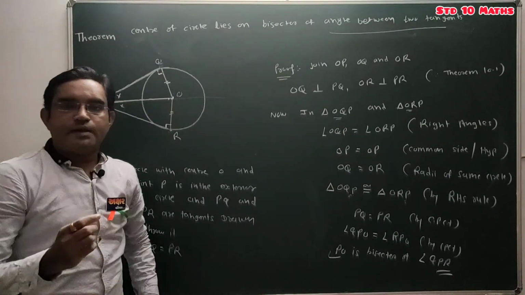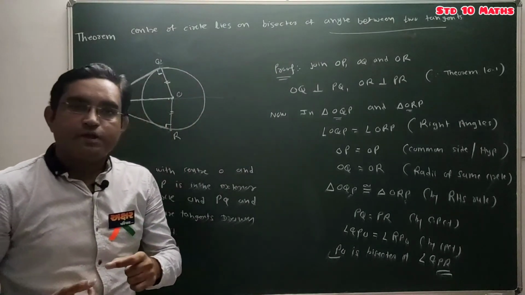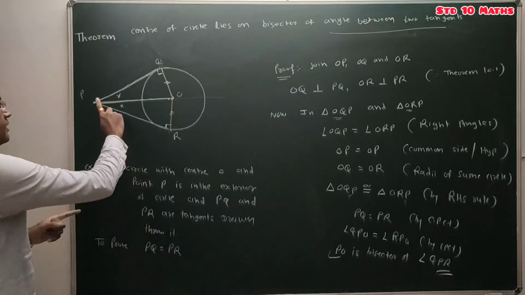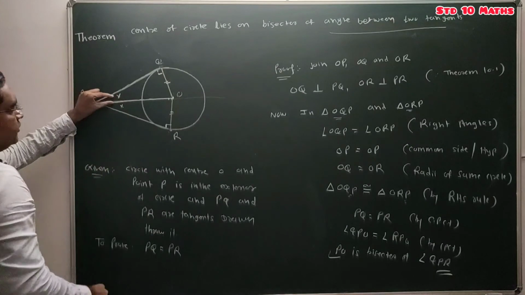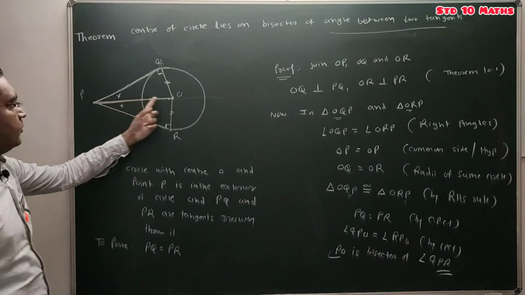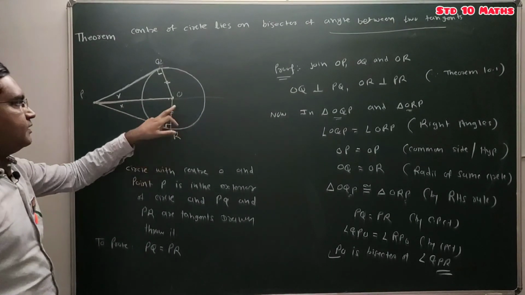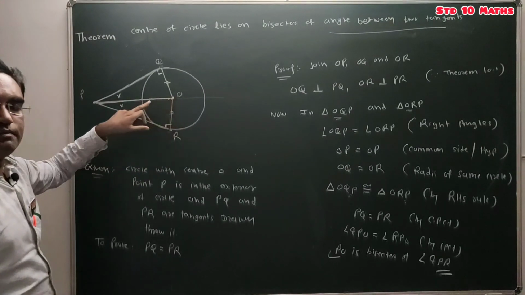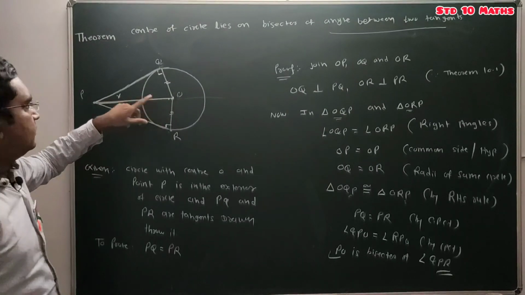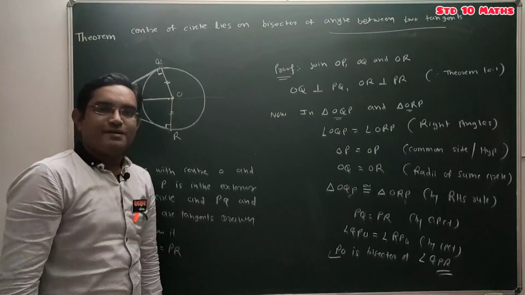Clear? What you have to prove? Center of the circle lies on the bisector of angle between two tangents. Done? Two tangents are PQ and PR. These two angles are congruent by this theorem, and therefore we can say that PO is the bisector passing through the center, and hence we can say that this center lies on the bisector of the angle between these two tangents. Clear, students? Again pause the video and note it down.